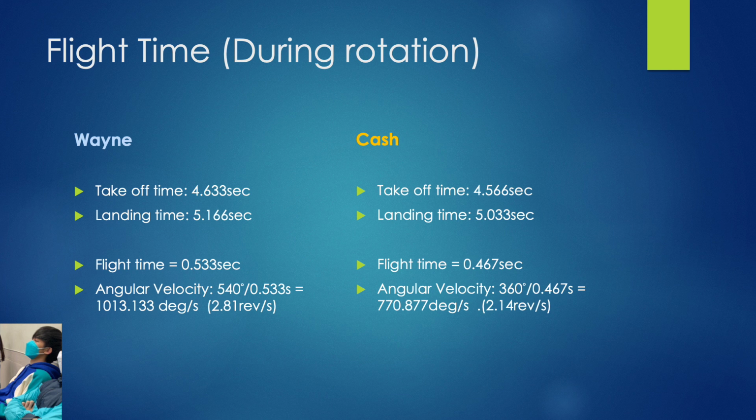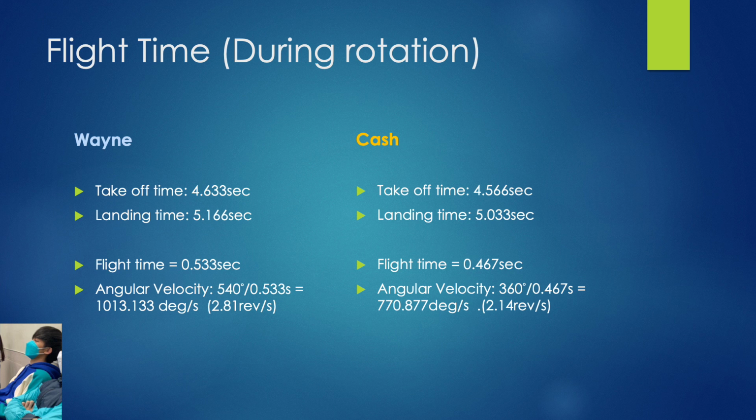The above shows the details of the posture made by both of them, which brings out a large contrast in the flight time during the rotation in the air. To make a better comparison, here is the calculation of their flight time. The takeoff time of Wayne is 4.633 seconds and he lands at 5.166 seconds. His total flight time is 0.533 seconds. The angular velocity is 2.81 revolutions per second.